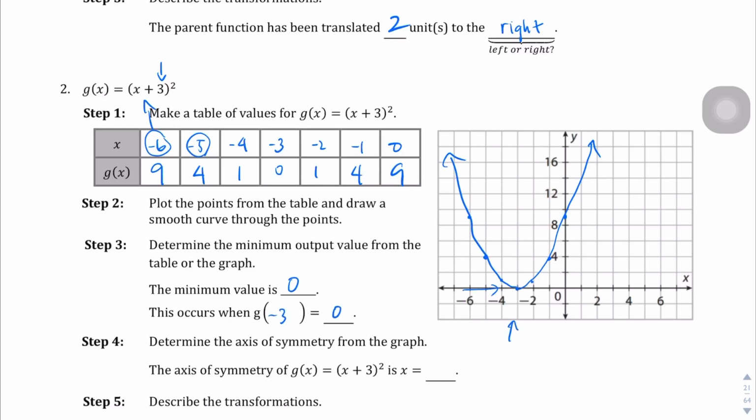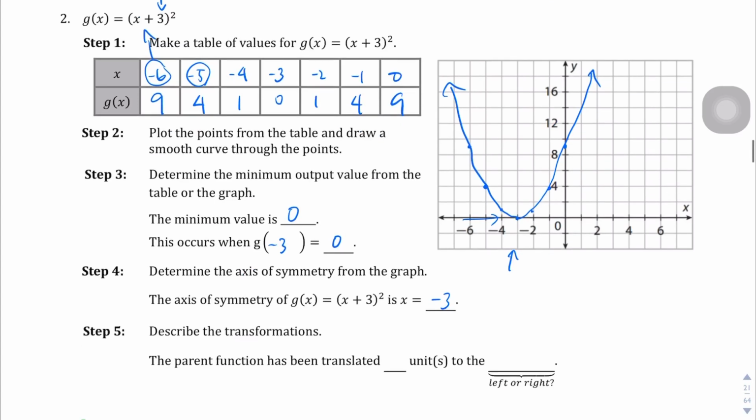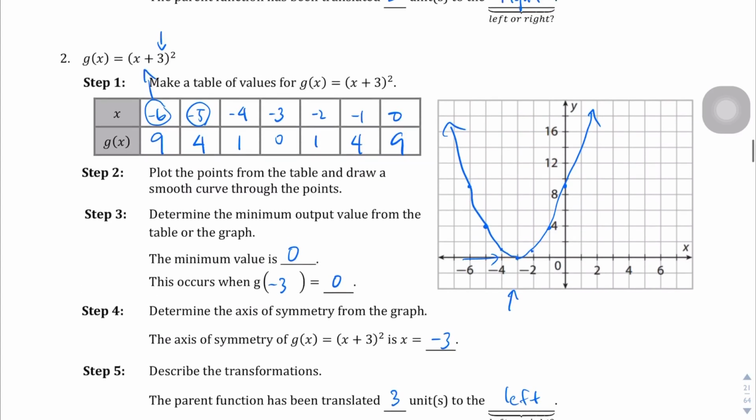g of negative 3 is 0. Axis of symmetry is when x equals negative 3. And the parent function has been translated 3 units to the left. Okay, and again, I draw your attention to this. It's going left, even though it says plus 3 here, just because of how the equation works.